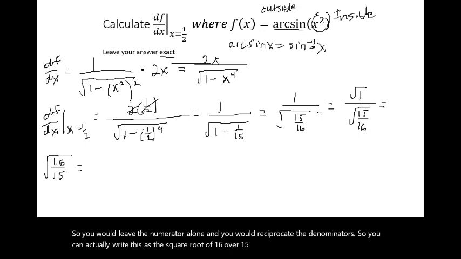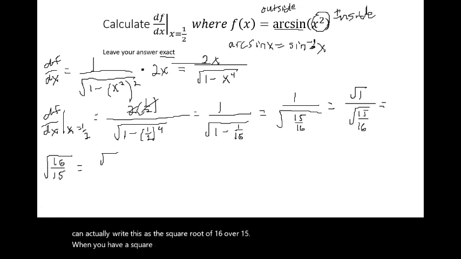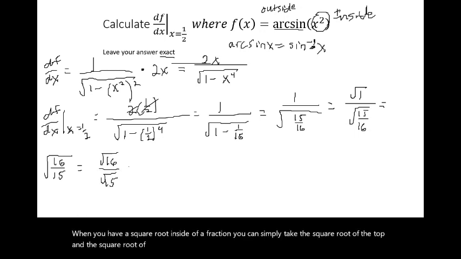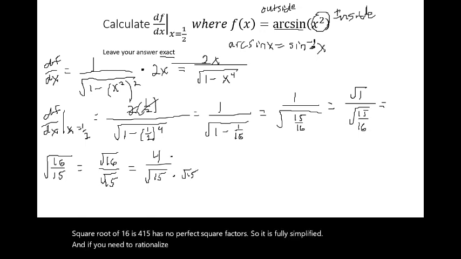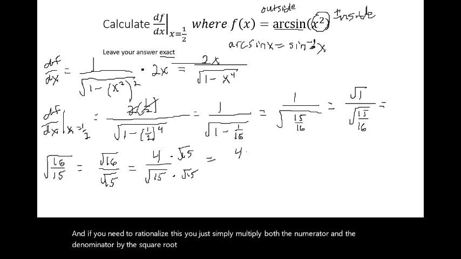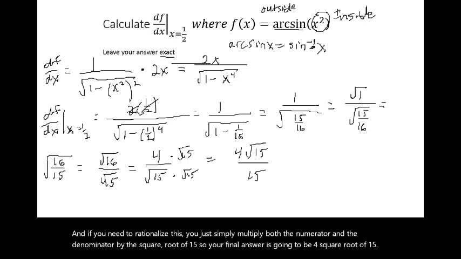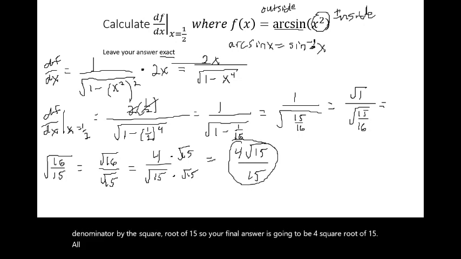When you have a square root inside of a fraction, you can simply take the square root of the top and the square root of the bottom. Square root of 16 is 4. 15 has no perfect square factors, so it is fully simplified. And if you need to rationalize this, you just simply multiply both the numerator and the denominator by the square root of 15. So your final answer is going to be 4 square root of 15 all over 15.